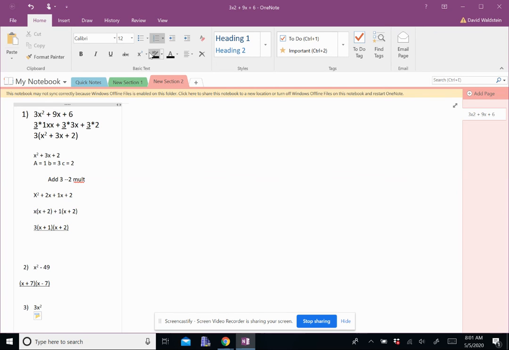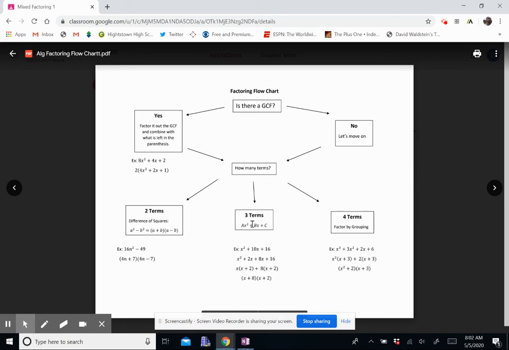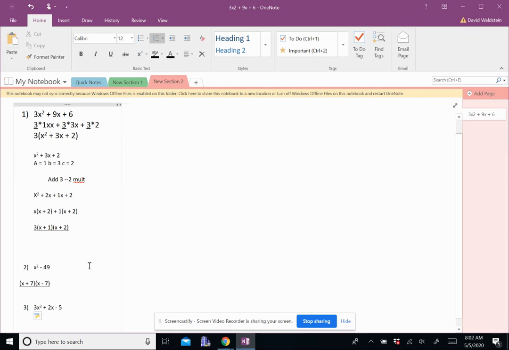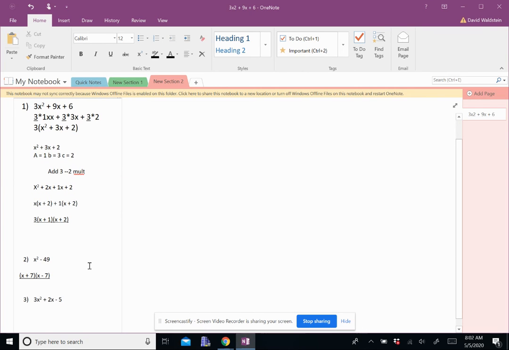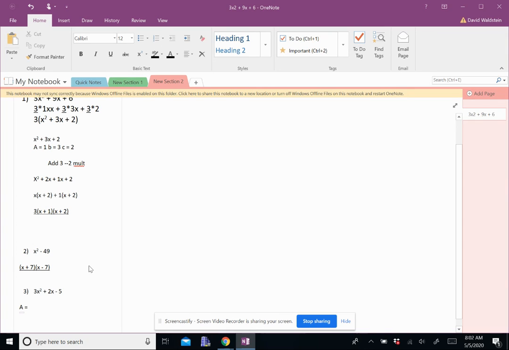3x squared plus 2x minus 5. Is there a GCF? The answer is no. 3, 2, and 5 don't have a common factor. It's just 1. So there's no GCF. How many terms? 3. So we're just going to use our factoring trinomials. That's going to be the most common thing. All right. So A is 3, B is 2, and C is -5.